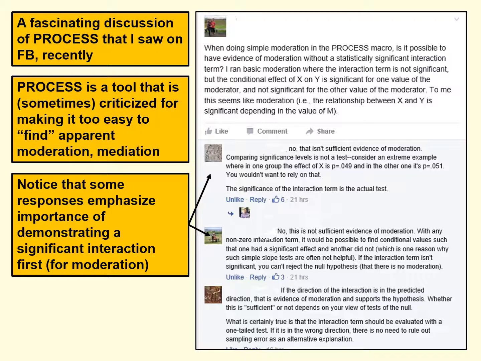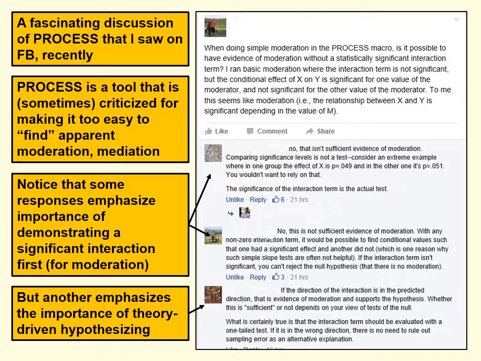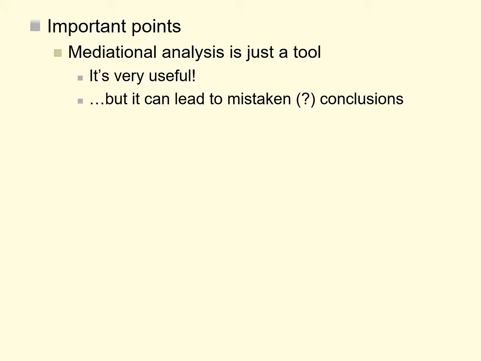Some of the responses here emphasize the importance of demonstrating a significant interaction for testing moderation before you wade into using PROCESS. And then the other response here emphasizes the importance of using theory-driven hypothesizing, not just fiddling around with PROCESS. It's not my purpose here to criticize this particular tool. Rather, it's just to note that mediation analysis, or for that matter, moderation analysis, is just a tool, and PROCESS makes it a very easy tool to use, but it can lead to mistaken or even confusing results.